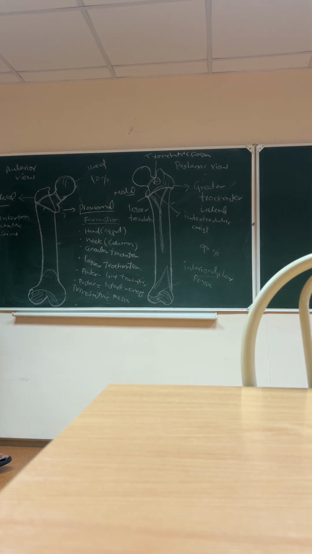Trochanteric fossa. Again, which formation? The first part of the proximal femur, os femoris, is the proximal part. And in the proximal part, which formations do we have? Again, we are going to repeat.